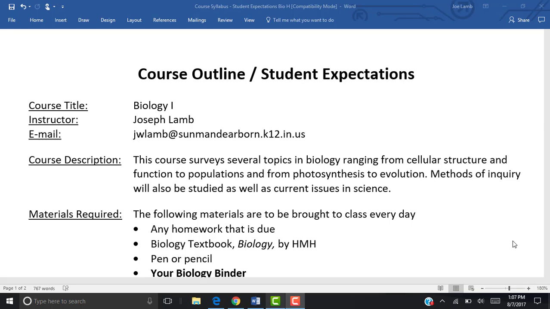So a little bit about the course description. We're going to be surveying several different topics in biology, ranging from cellular structure to ecology and populations, photosynthesis, evolution, mitosis, meiosis. You go down the list, we have quite a bit that we're going to be looking at. We'll also look at some methods of inquiry. We'll look at thinking about things from a scientific perspective. We'll be doing quite a bit of labs. Hopefully it will be a well-rounded and informational biology course for you or your student.